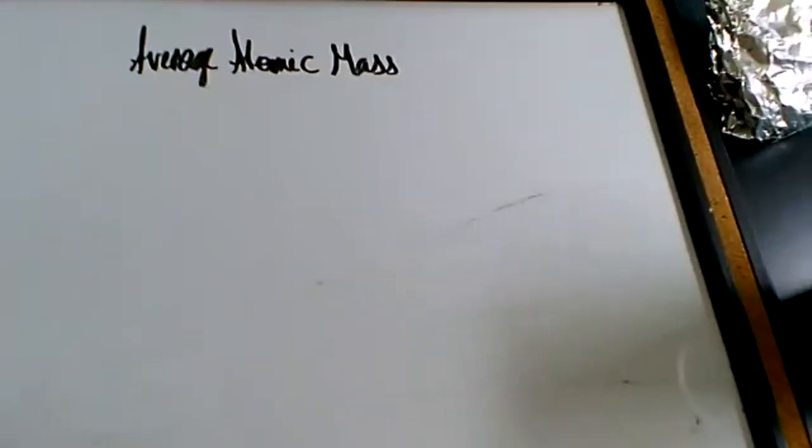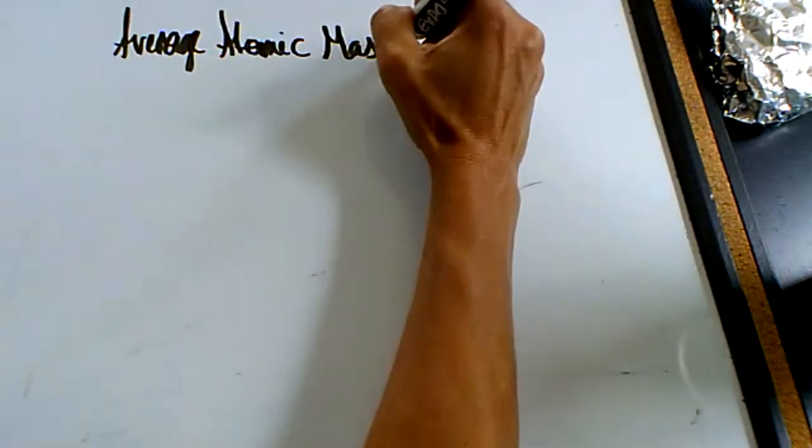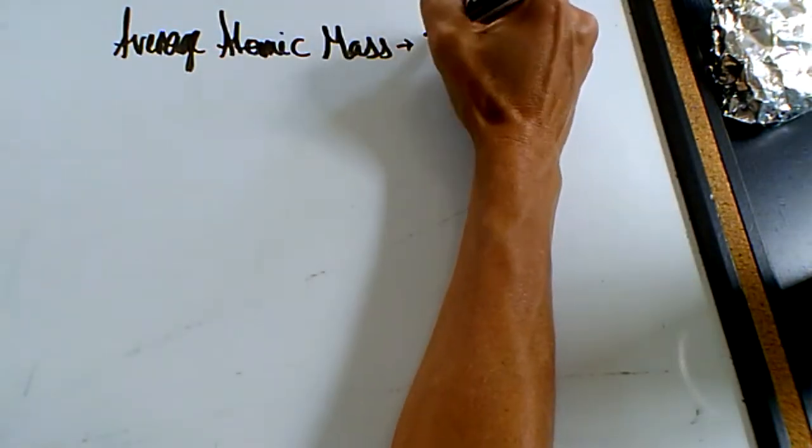Let me go here, and no PowerPoint right now. Back to my little camera board here. So we're going to talk about average atomic mass, and this is the mass represented on the periodic table.